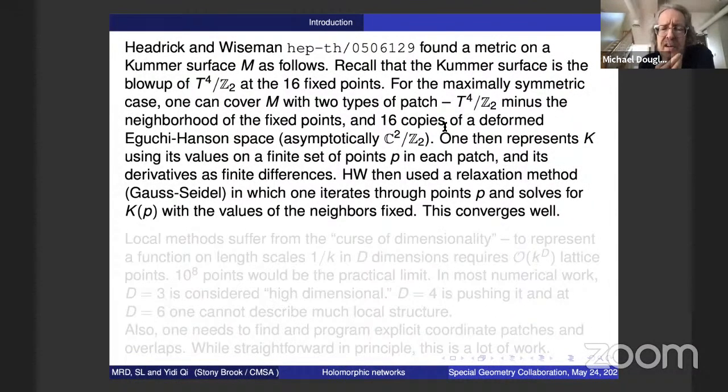Okay, so now let me just very briefly review this train of work. There was this pioneering paper of Hetrick and Wiseman, which was more motivated by the numerical relativity literature, and they used a local, a sort of finite element approach for the Kummer surface. They split it into the orbifold and patching in these deformed Eguchi-Hanson spaces, and then represented the Kähler potential in terms of its values on points. In general, for these elliptic equations, you can use relaxation methods. You just locally average, do some appropriate average to determine the value at a point in terms of the values at neighbors. And that tends to work well for elliptic problems.